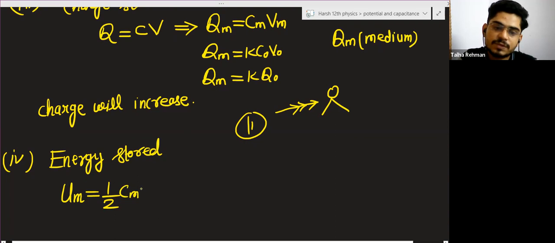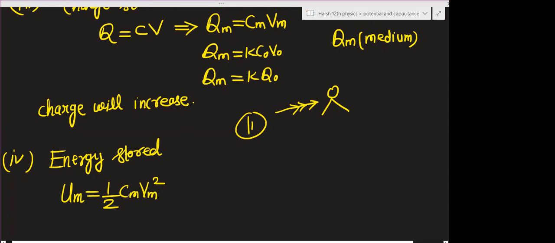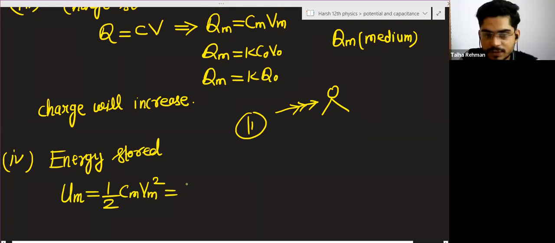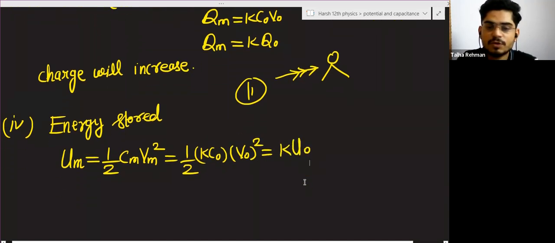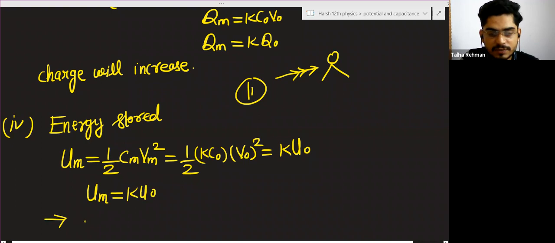So it is correct, but I want to find the energy. Write Cm into Vm square, half Cv square. M is for medium, meaning the dielectric is placed. So the value of Cm is K times C naught, and Vm is the same, Vm is equal to V naught. So you can see here the energy will become this. So from here also you can say that Um, the energy when the dielectric is filled, is K times U naught. You can say from here the energy will increase.